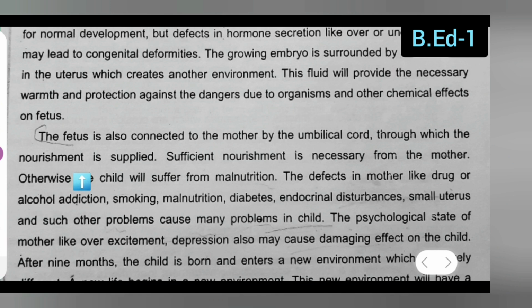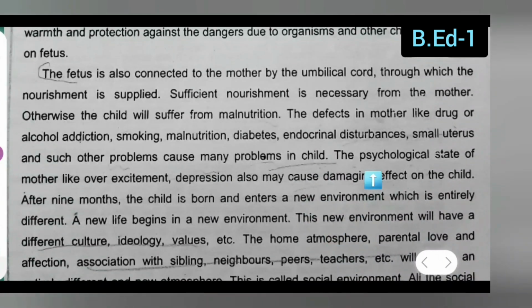Next, the fetus is also connected to the mother by the umbilical cord through which nourishment is supplied. Sufficient nourishment is necessary from the mother. Otherwise, the child will suffer from malnutrition. Defects in the mother like drug or alcohol addiction, smoking, malnutrition, diabetes, endocrinal disturbance, small uterus, and such other problems cause many problems in the child. The psychological state of the mother, like overexcitement and depression, also may cause damage affecting the child.